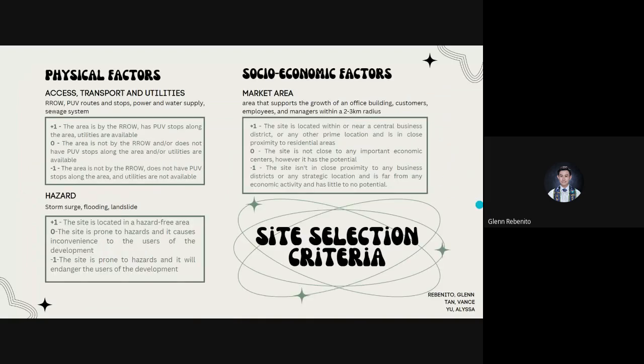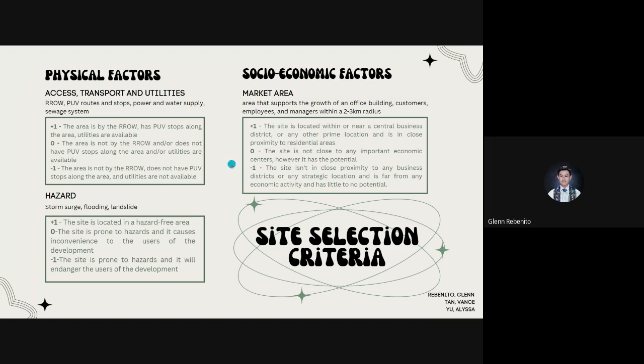So this is basically our criteria. We use the quantitative class with three classes of description. We separate it into physical factors and socioeconomic factors, such as access, transportation, and utilities. We assess that the plus one should be the one that's easiest to access with good transportation, a power supply and water supply.